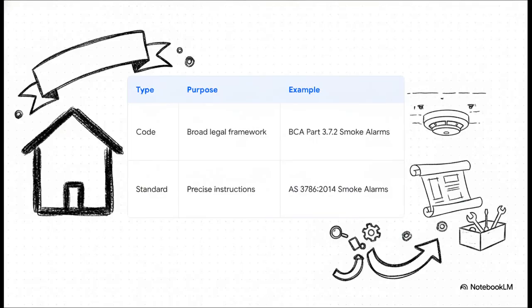To make this a bit more concrete, let's look at the difference between a code and a standard. The BCA gives you the broad legal framework, like saying, hey, this house must have fire safety measures. But the Australian standards give you the exact step-by-step instructions. For example, AS 3786-2014 lays out the precise, non-negotiable rules for manufacturing and installing smoke alarms. Simply put, the code tells you to do it, and the standard tells you exactly how.